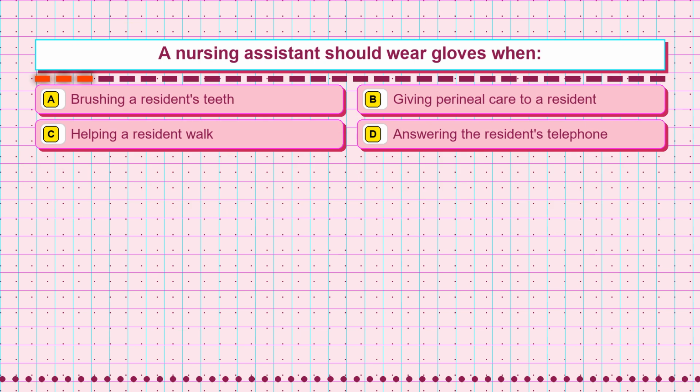Question 84. A nursing assistant should wear gloves when: Option A. Brushing a resident's teeth. Option B. Giving perineal care to a resident. Option C. Helping a resident walk. Option D. Answering the resident's telephone.